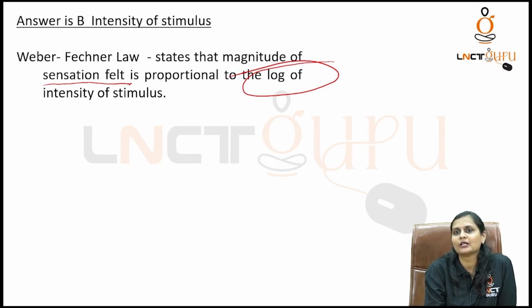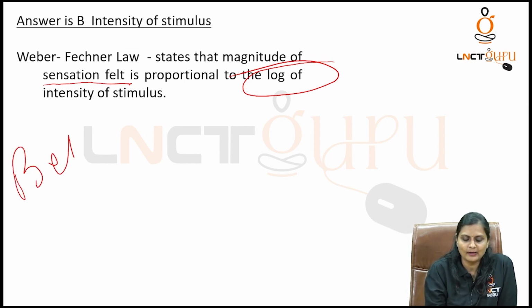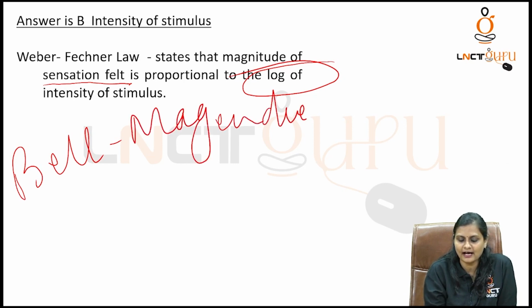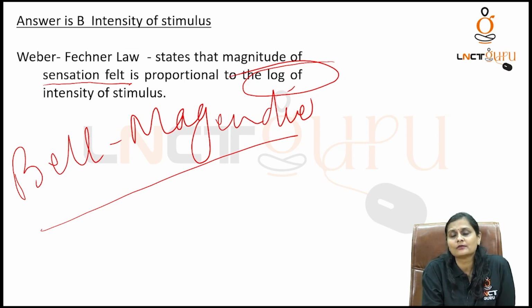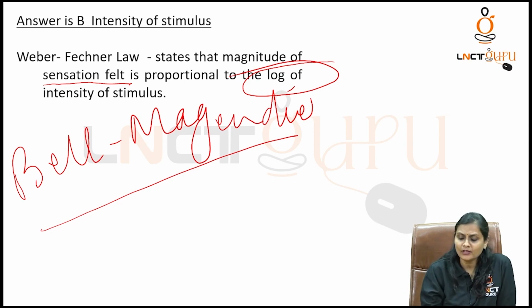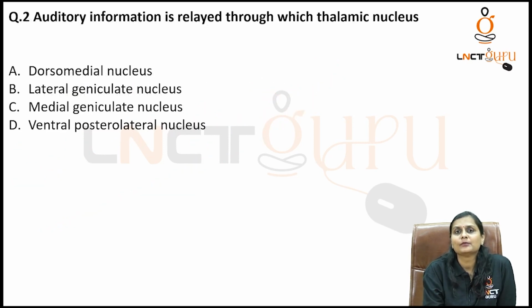Another important law in physiology is your Bell-Magendie law. Now this Bell-Magendie law states that the dorsal roots of your spinal cord are always sensory. So these two laws you should be very thorough in physiology. Now we move on to the next question, that is question number 2.